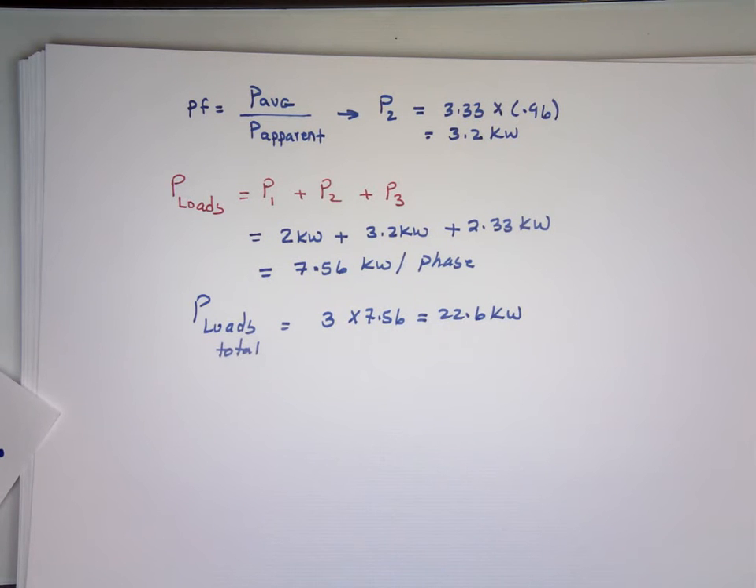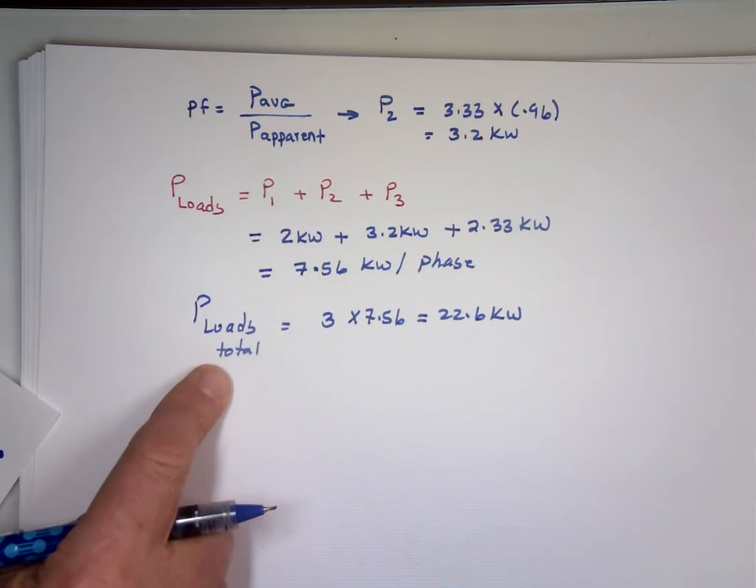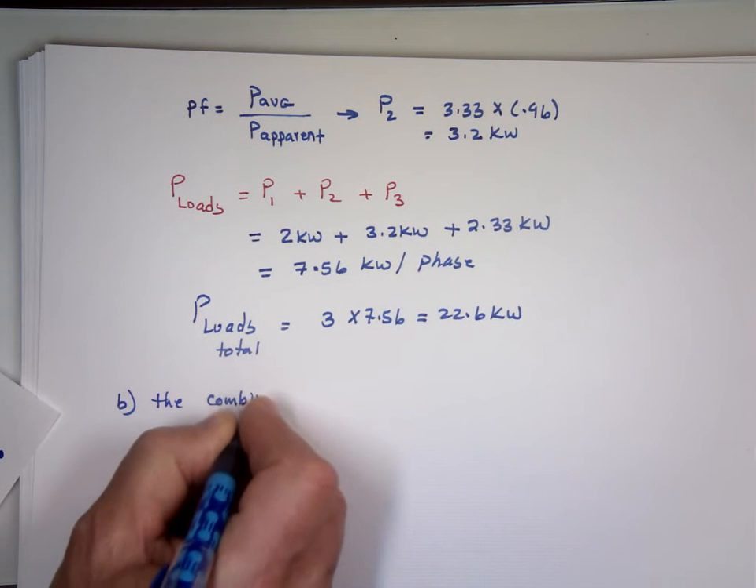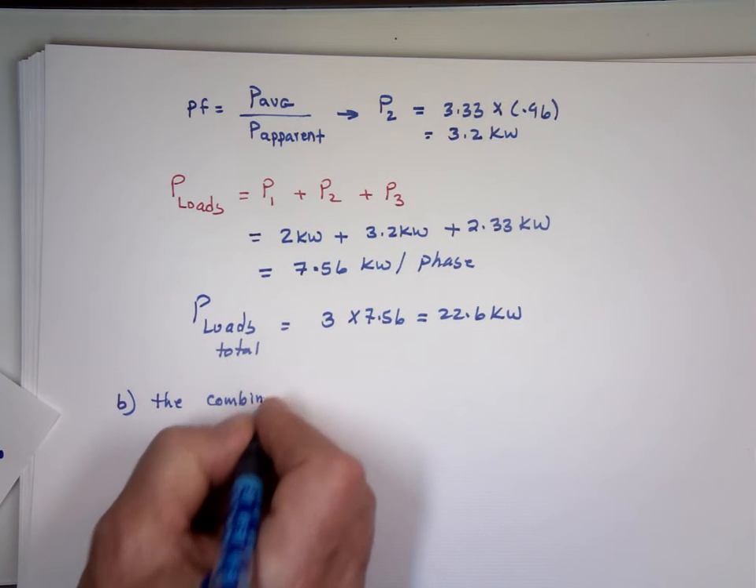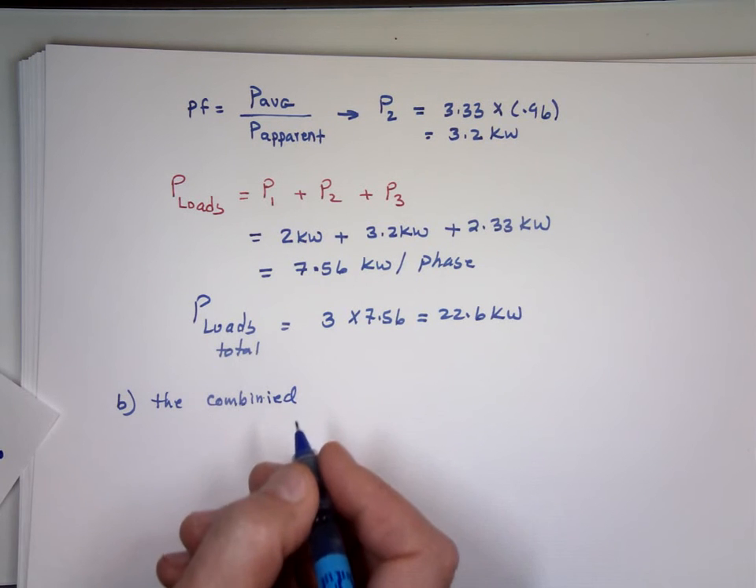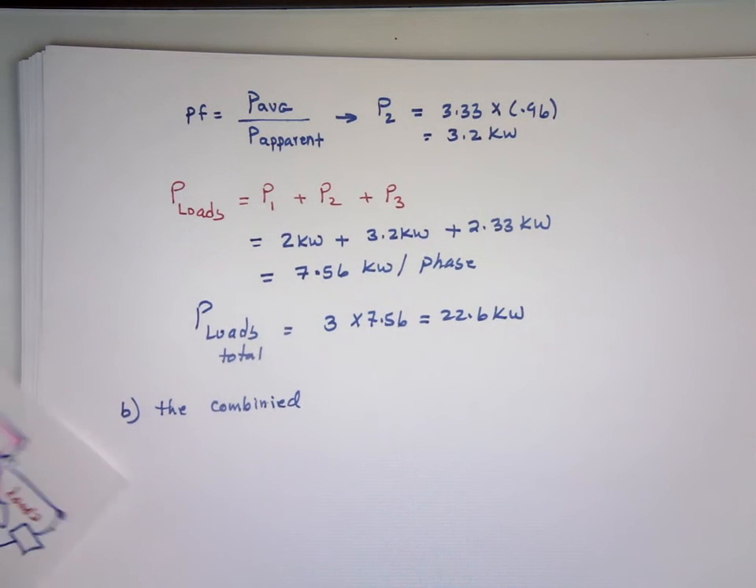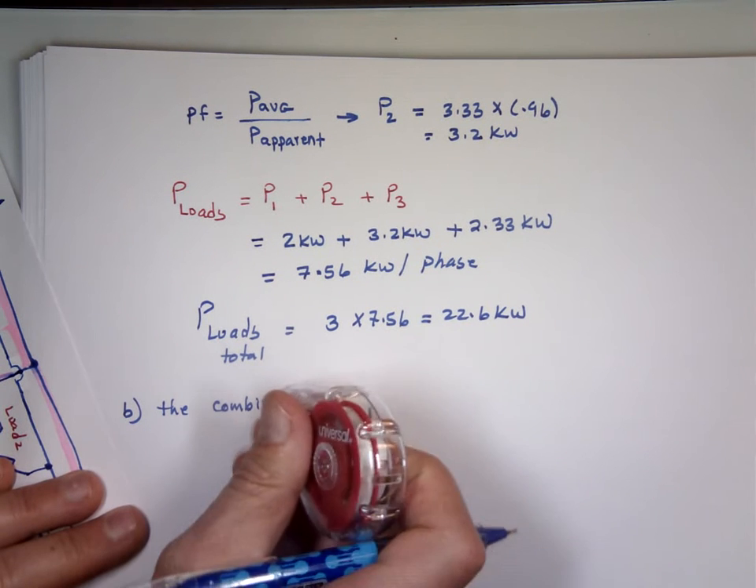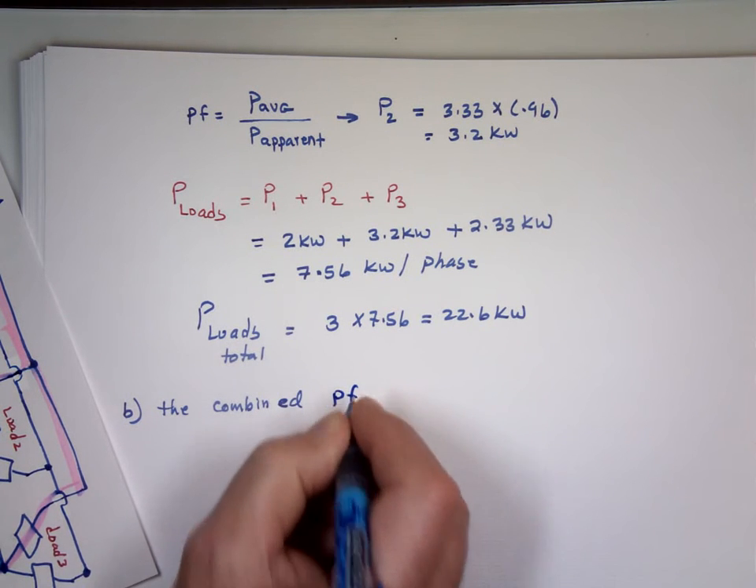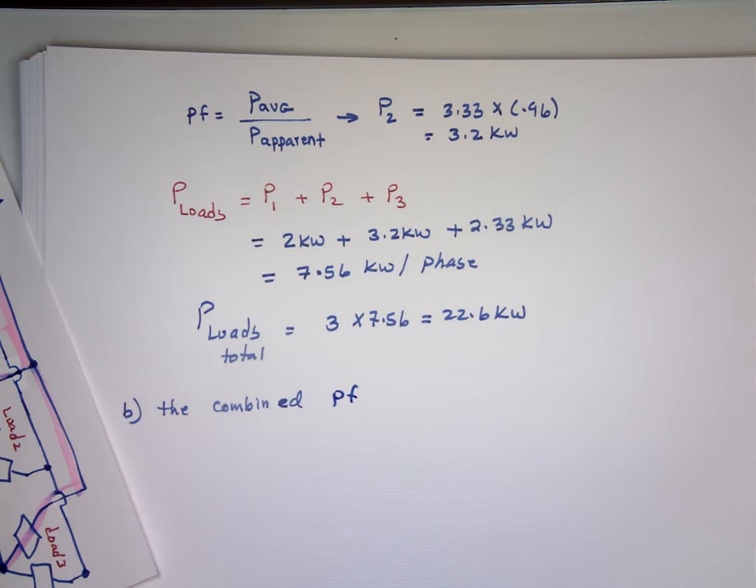We got that one. So the first question, find the total power drawn by the loads. That's it. Second question, the combined, is it? That's what they wanted? Yep, the combined. I have an extra I. I already have IN. The combined power factor by what? The loads or the source? Maybe the loads here. Of the loads.